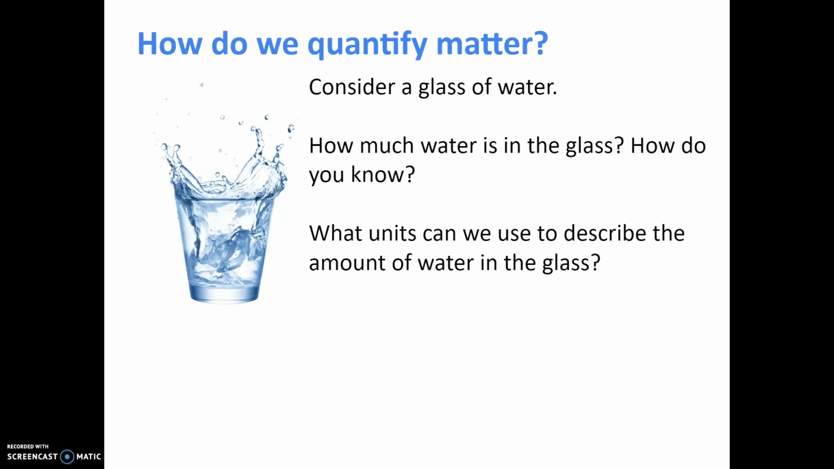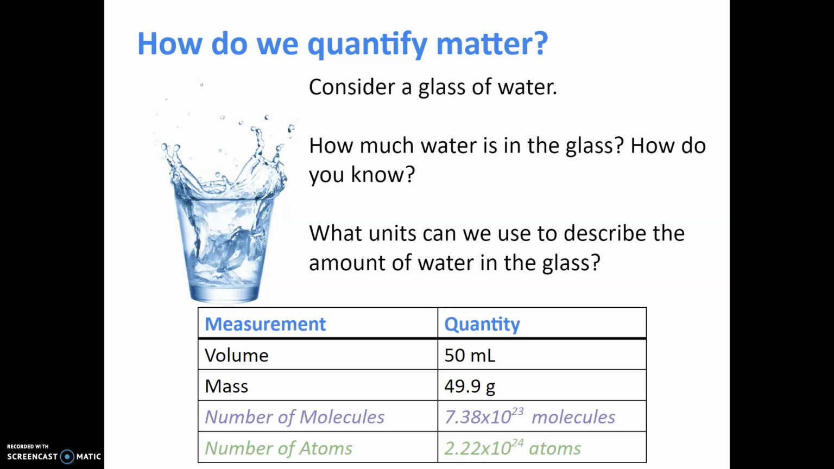If we take this to a slightly more chemically related application, we can think about a glass of water. So how could we measure how much water is in the glass? How could we know that? And what are some of the units that we use to describe water? So a lot of times we use volume. We talk about milliliters. Sometimes we talk about fluid ounces, like, you know, my 32-ounce Nalgene. We can talk about the mass. The mass of 50 milliliters of water is about 49.9 grams, depending on the temperature and the density of the water.